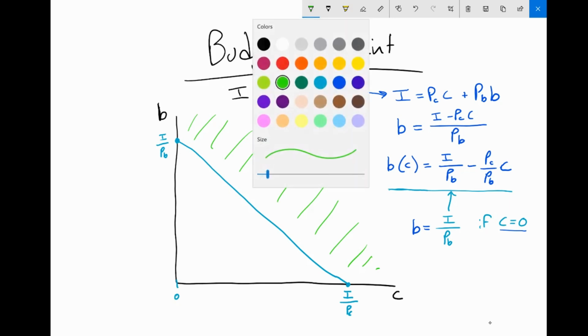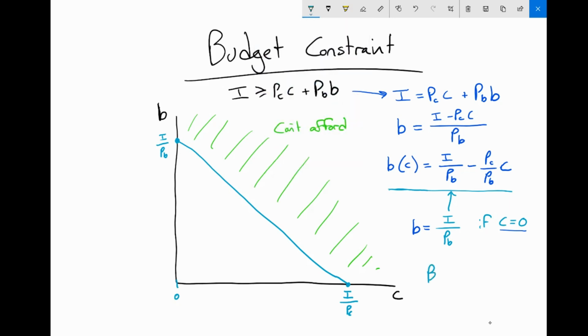This line here, this line in blue, we call the budget line. We'll use L. They cannot afford any combination of bagels and coffee that is bigger than the bundles described by this line, the budget line. So this is the budget line.